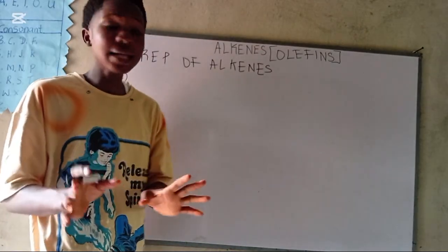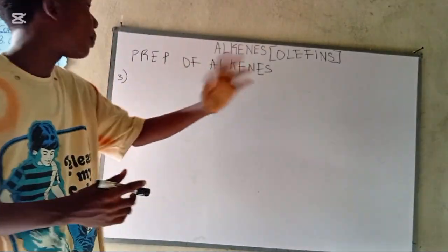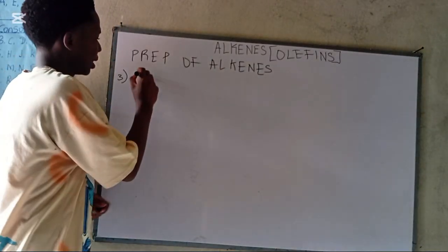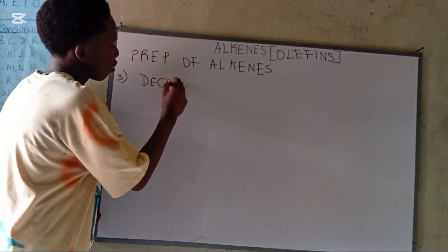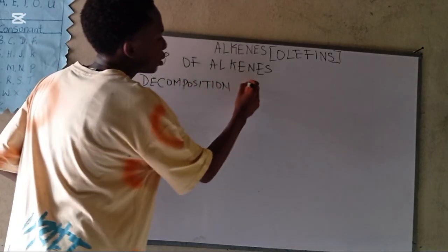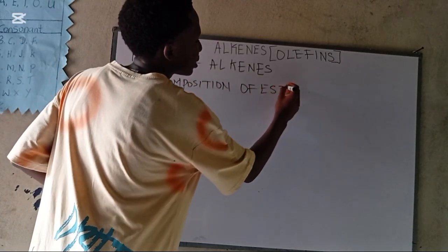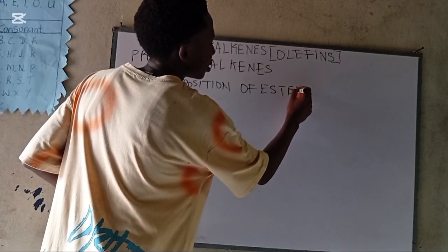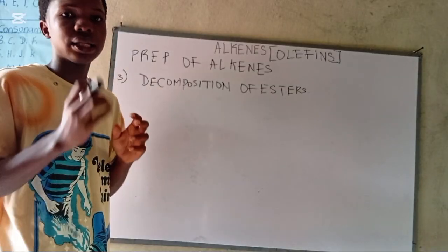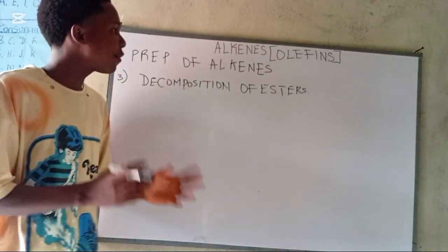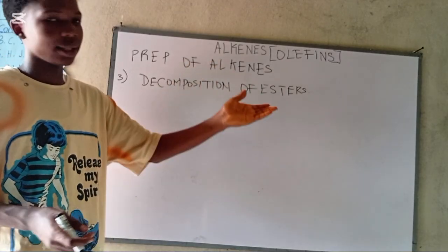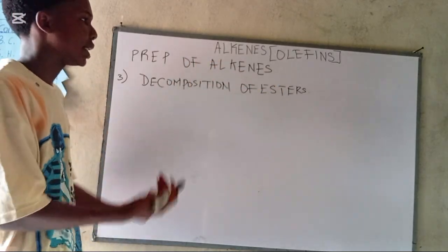Now finally, the last preparation of alkenes we are going to look into in this video is the decomposition of esters. So now we have to write the equation. If we decompose esters, it will give us alkenes. But how do we get these esters?